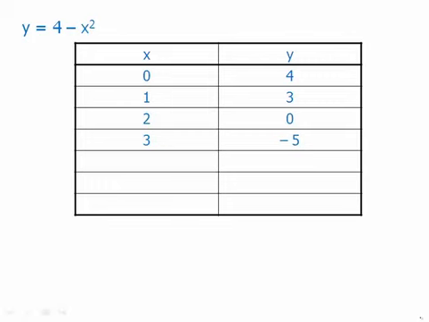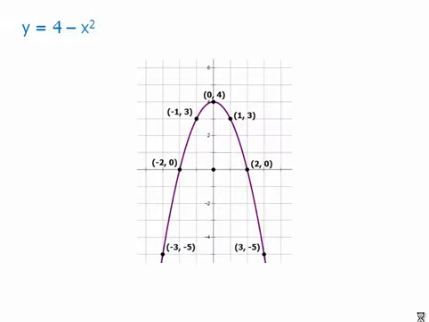We should also go in the other direction. If we plug in negative 1, we get 3. We plug in negative 2, we get 0. If we plug in negative 3, we get negative 5. So we certainly see some symmetry emerging here. And in fact, if we plot these points, then we'll get a graph, and it'll be very clear that (0, 4) is the vertex, and the line of symmetry is the y-axis.